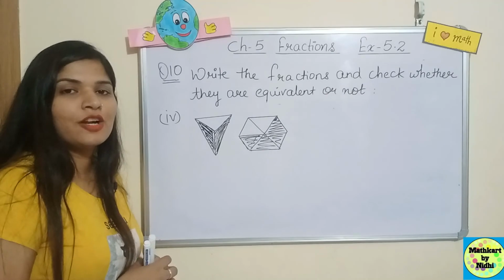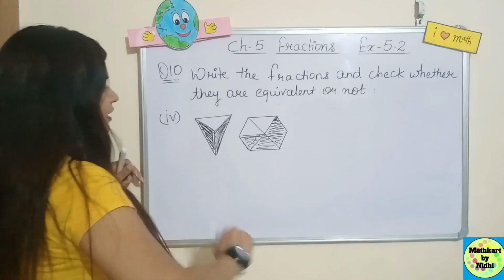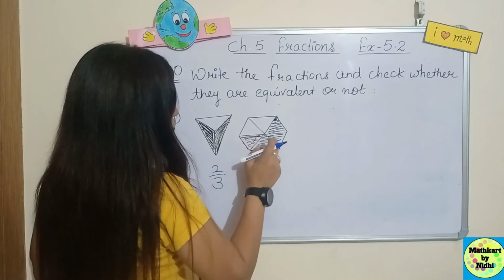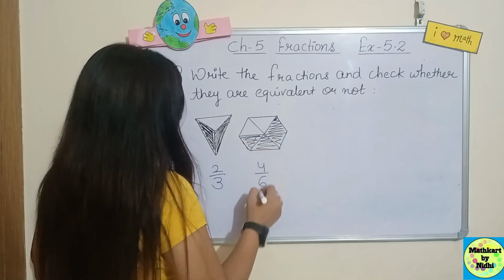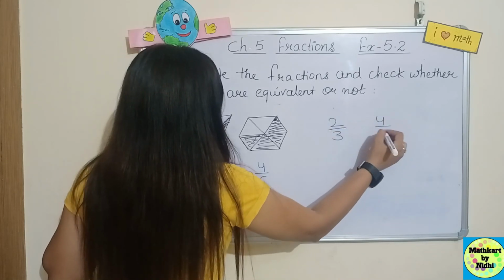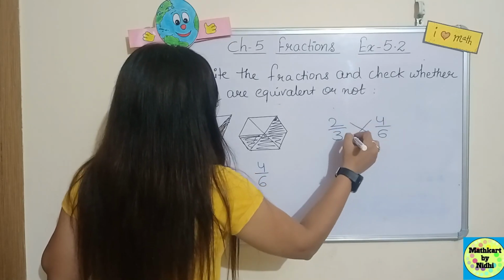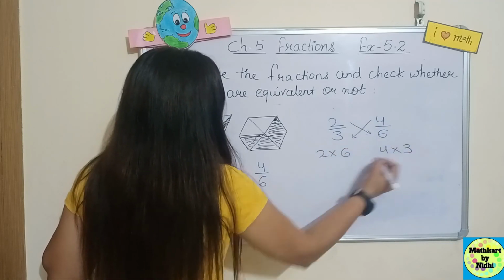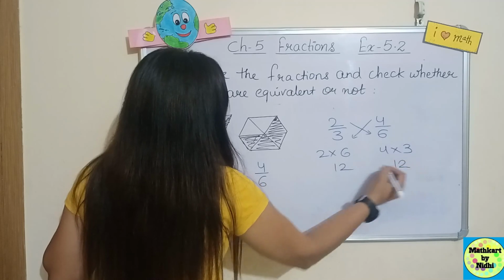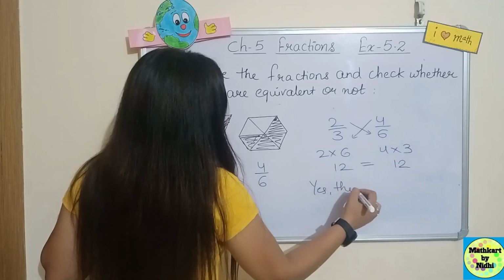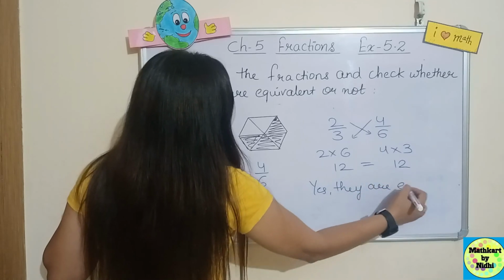This is the last part of this exercise. The given fraction is 2 upon 3 and here the given fraction is 4 upon 6. Let us see 2 upon 3 and 4 upon 6. 2 will be multiplied by 6 and 3 will be multiplied by 4. 2 6s are 12 and 4 3s are 12. Both are equal. So we can say yes, they are equivalent.